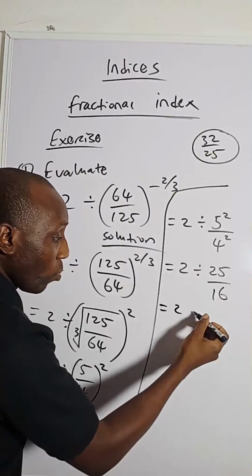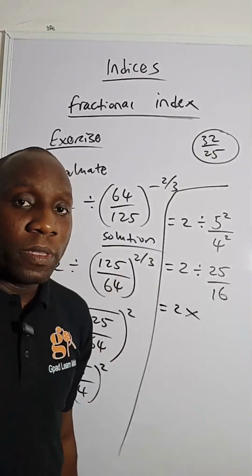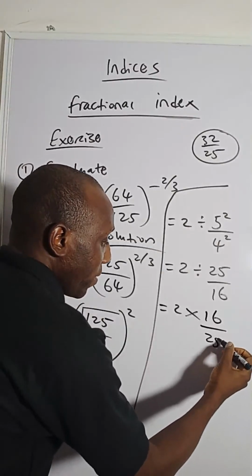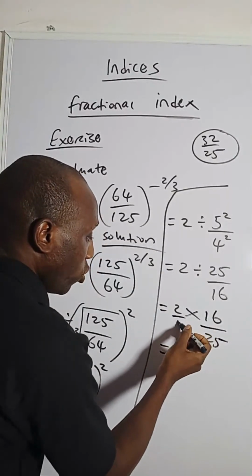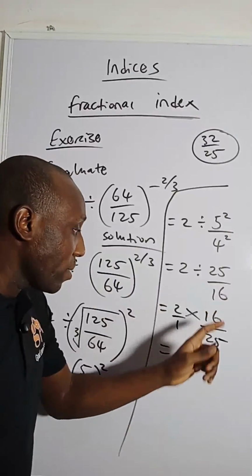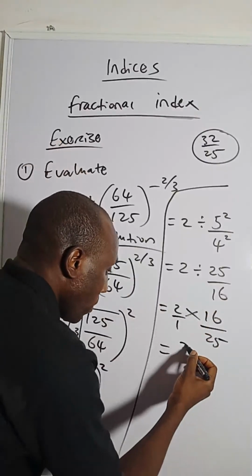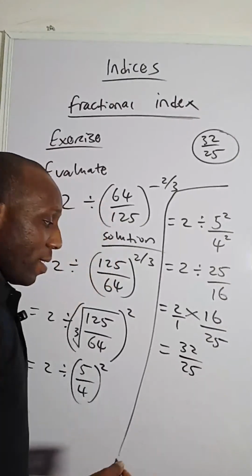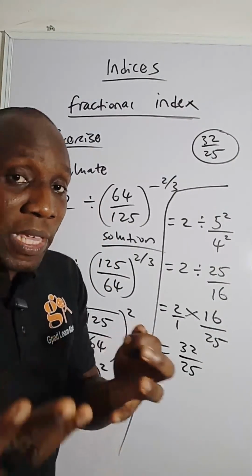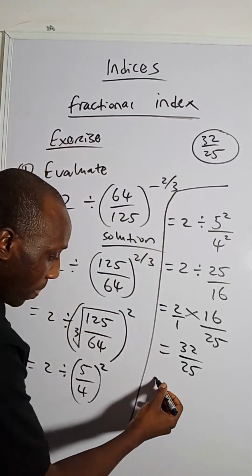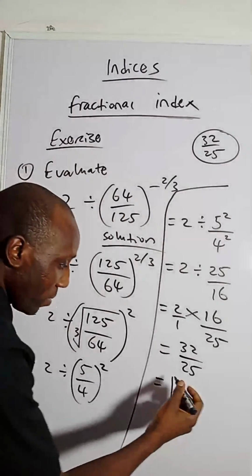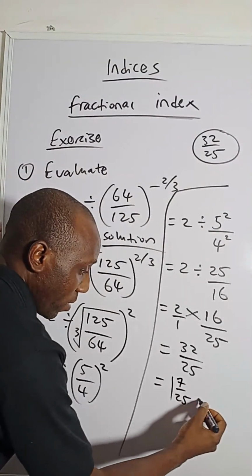If you change division to multiplication, you have to flip this fraction, turn it upside down. So you have 16 here over what? 25. And you can write 2 as 2 over 1. Excuse me. 2 times 16 is what? 32. And 1 times 25 is 25. So you can just write it as a mixed number, which is one whole number. Is that not 7 over 25?